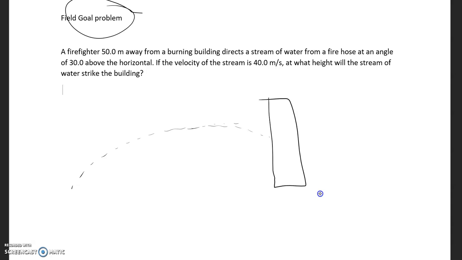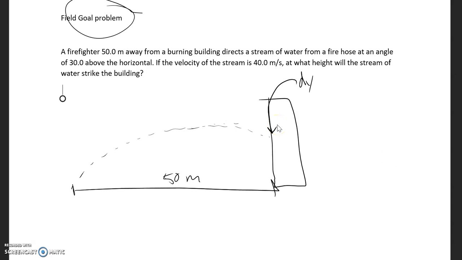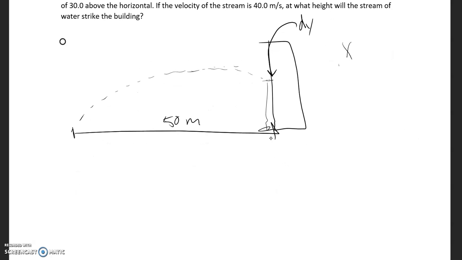Now, we don't know if it happens before or after the Y max. We just know that it strikes this building, and the building is 50 meters away. What we're really trying to find is dy at that spot, what height from here to here the stream is going to hit. The way we do that is like every other one. We've got to break this down into the x components and the y components, and what we can find from there.